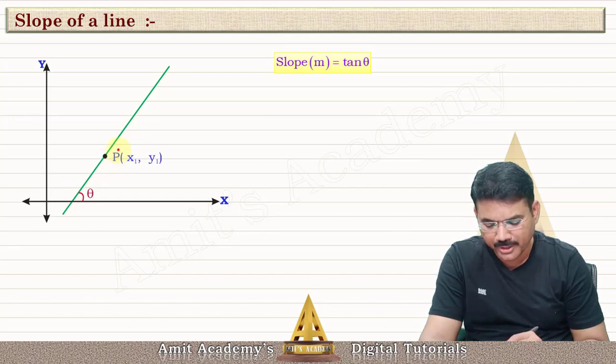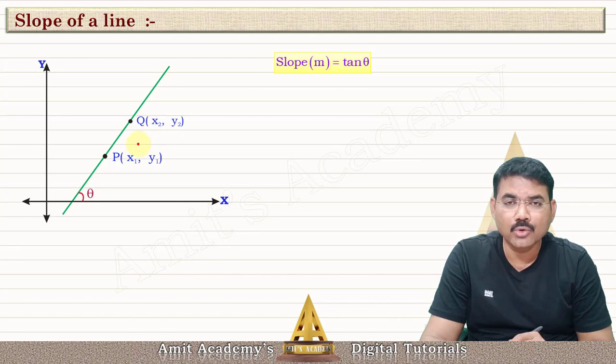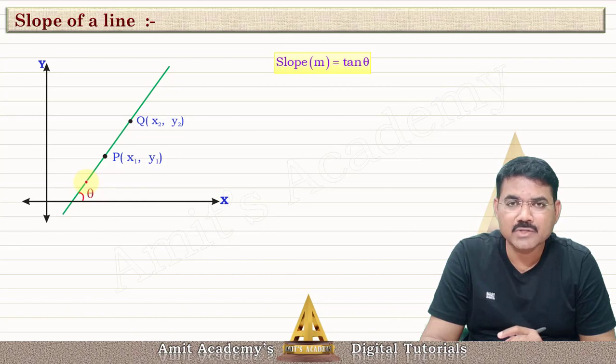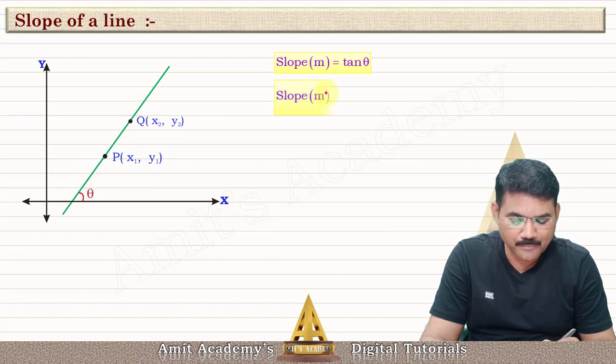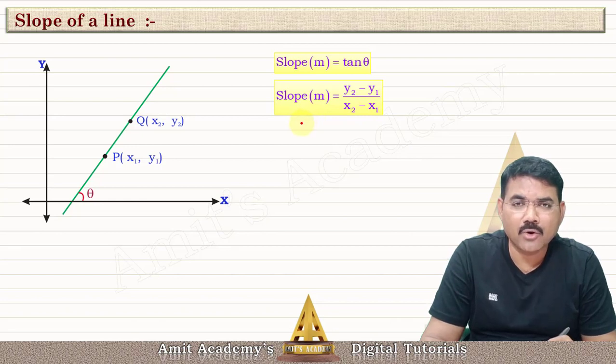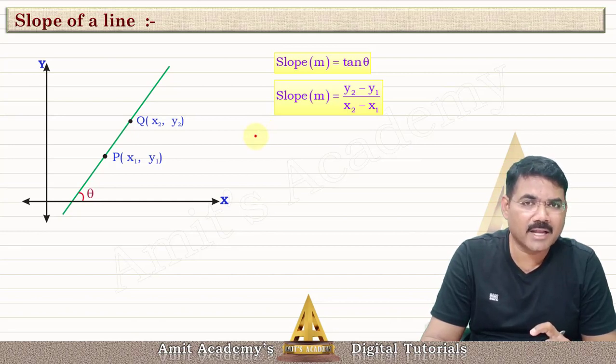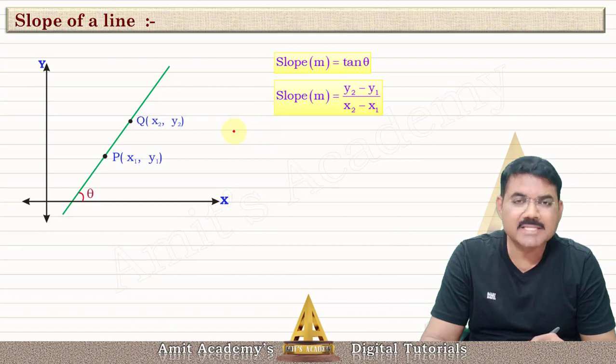Now I am taking 2 points on this line, point P whose coordinates are x1 y1 and point Q whose coordinates are x2 y2. Now we know 2 points on the line, and if we know 2 points on the line, we can easily find slope of that line by using the formula slope m is equal to y2 minus y1 upon x2 minus x1, where x1 y1 are the coordinates of first point and x2 y2 are the coordinates of second point. So if we know 2 points on the line, we can easily find slope of that line by using this formula, that is the second formula.